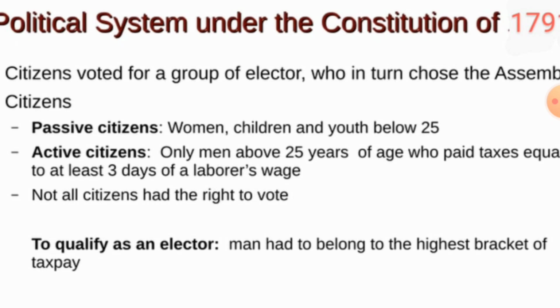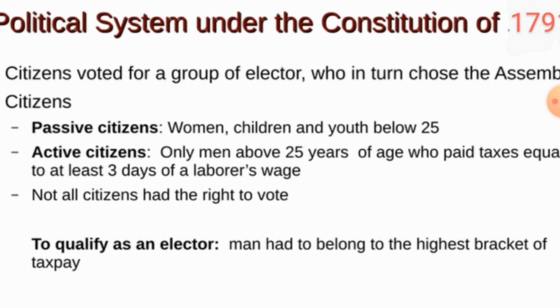Passive citizens consist of women, children and youth below 25, while the active citizens are only men above 25 years of age who paid taxes of at least 3 days of a laborer's wage. Only these people were given the status of active citizens.